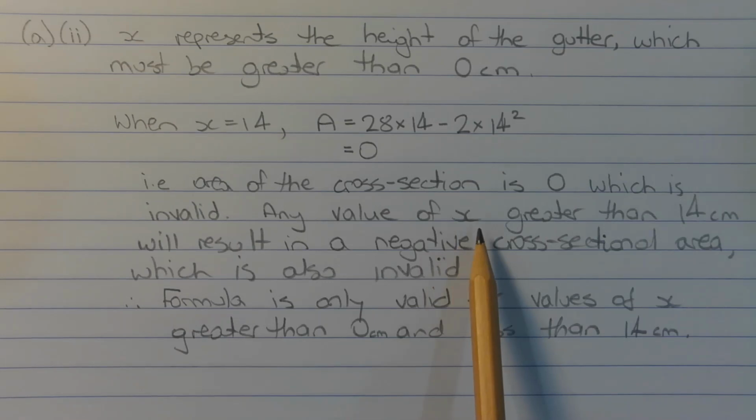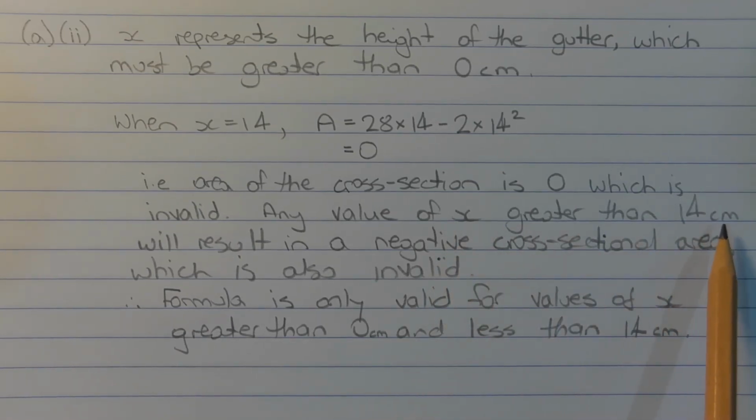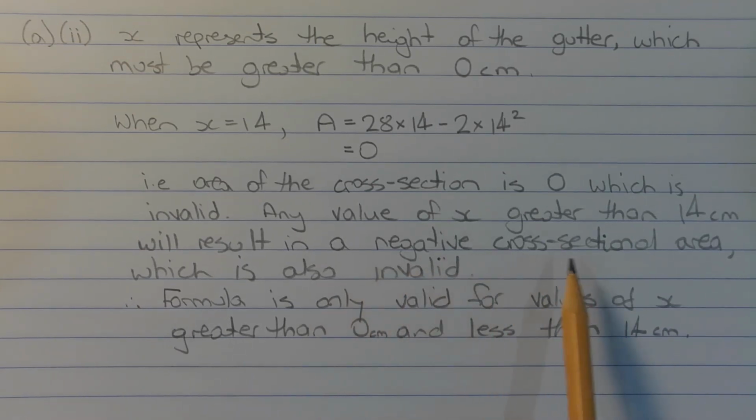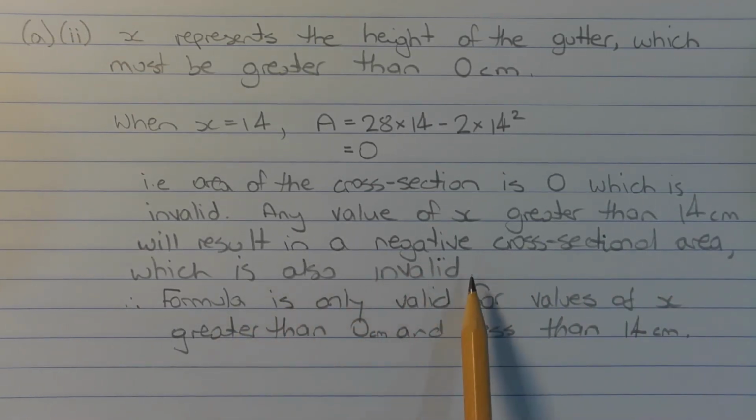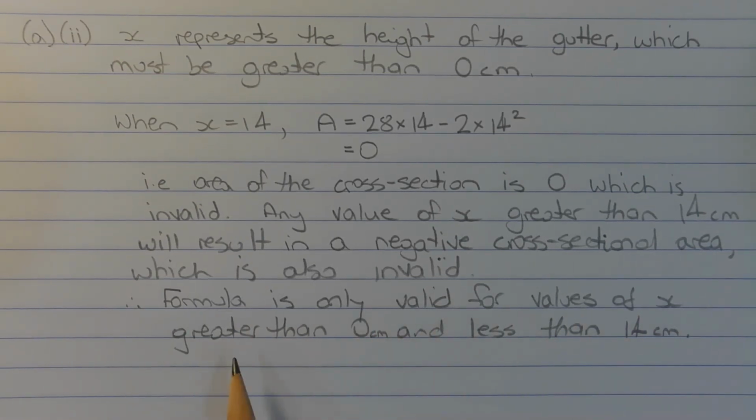Now any value of x greater than 14 centimeters, when substituted into this formula, will result in a negative cross-sectional area, which is also invalid. Therefore, the formula is only valid for values of x greater than 0 centimeters and less than 14 centimeters.